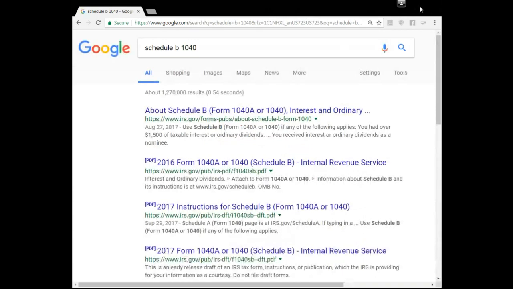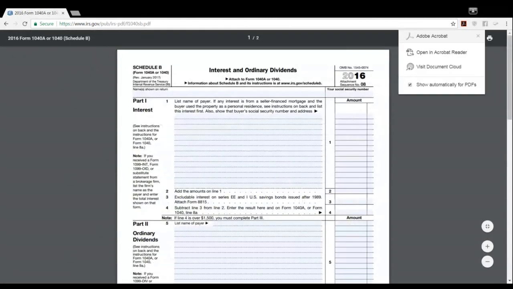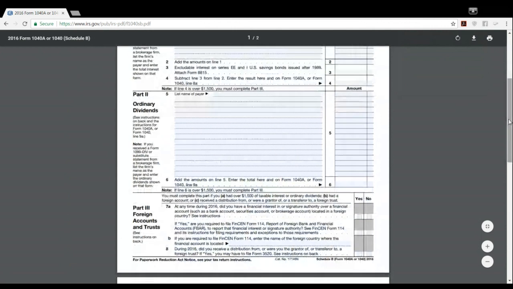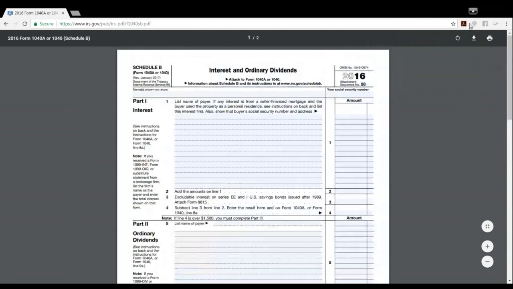Schedule B 1040. Right, so from that Schedule B 1040, as indicated here, if it's too much, you're going to start naming it right here, right? So you're going to put all of the banks right there. And if it's dividends, you're just going to list the name of the dividends and start listing them right there. Okay. So if it's over a certain amount, they probably want to see exactly who it's all coming from.